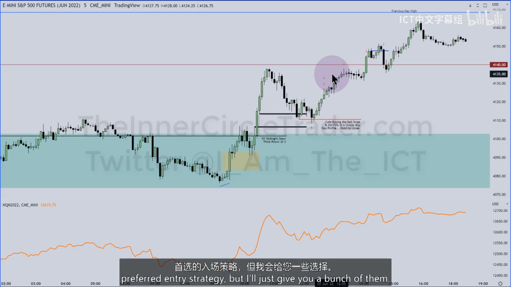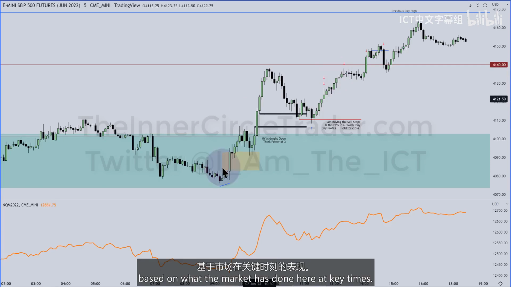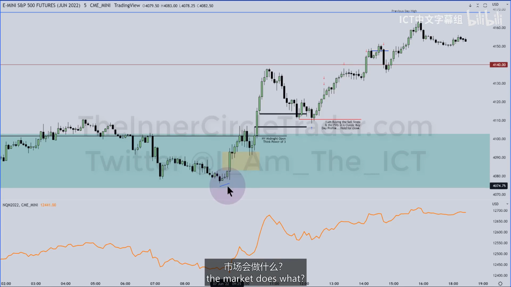That's not, in my opinion, the preferred entry strategy, but I'll just give you a bunch of them. But it's using what? Bias that has been corrected and calibrated based on what the market has done here at key times. Okay, so at 9:30, the market does what? It brings us that volatility we look for.